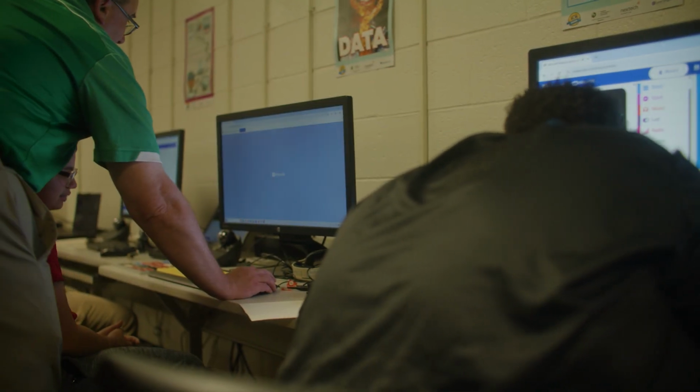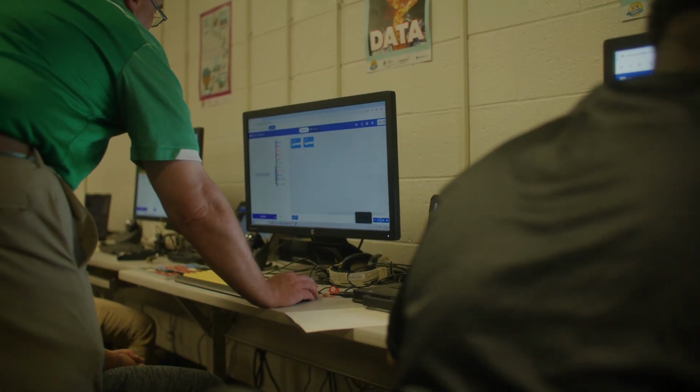Some kids surprise you with how far they take things and how into it they get. And it can be those students that, maybe they kind of fly under the radar and then they just do something, you're like, wow.